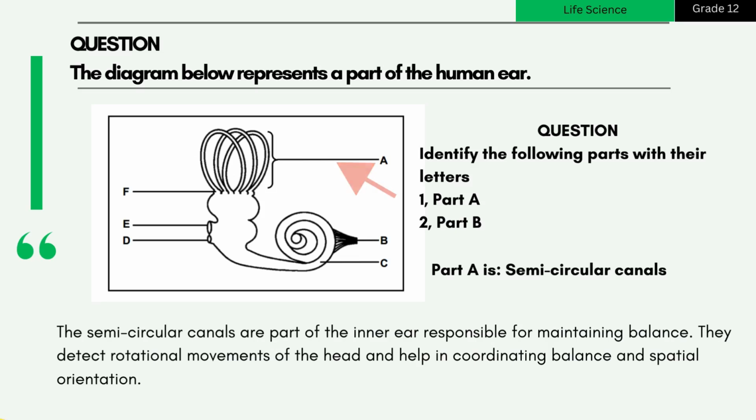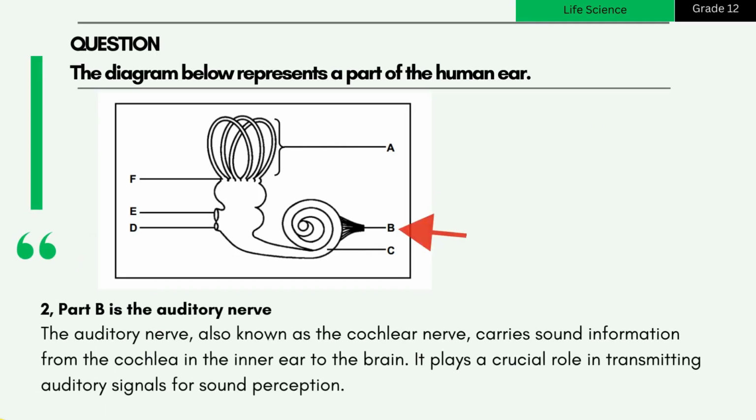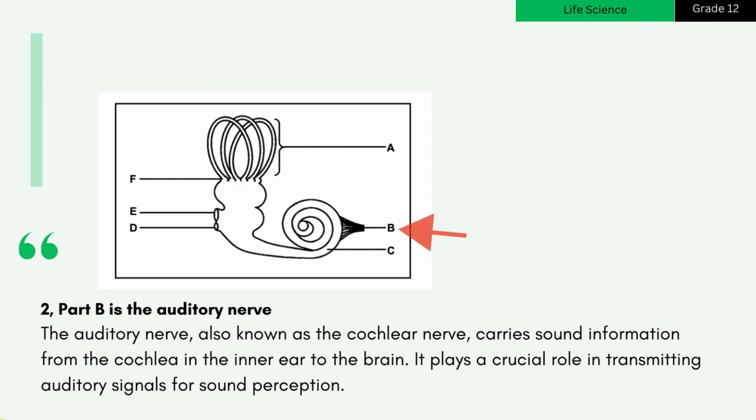The semicircular canals are part of the inner ear responsible for maintaining balance. They detect rotational movements of the head and help in coordinating balance and spatial orientation. 2. Part B is the auditory nerve. The auditory nerve, also known as the cochlear nerve, carries sound information from the cochlea in the inner ear to the brain. It plays a crucial role in transmitting auditory signals for sound perception.